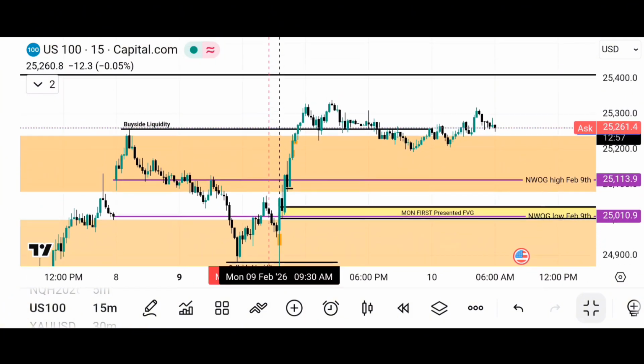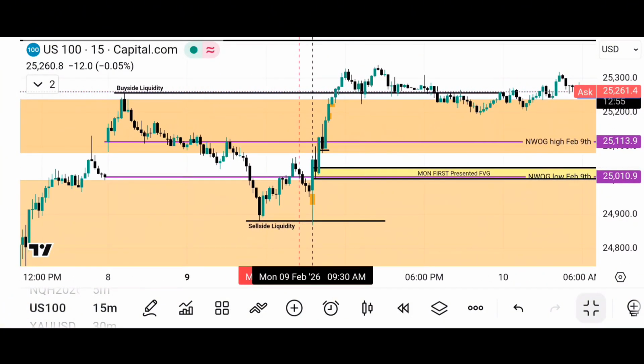So I hope you found this insightful. Okay, we've talked about the first presented fair value gap. We talked about macro price mixes of the macro time range, and we talked about the silver bullet time window. Okay, price makes use of it as well.